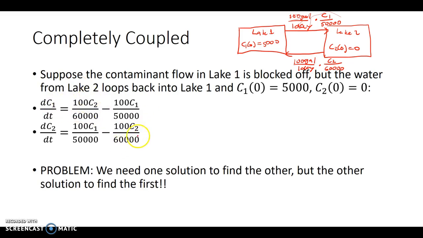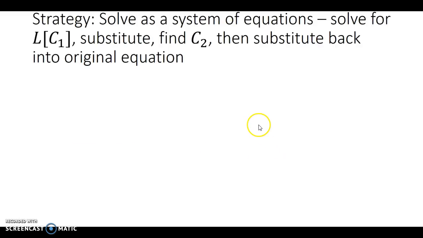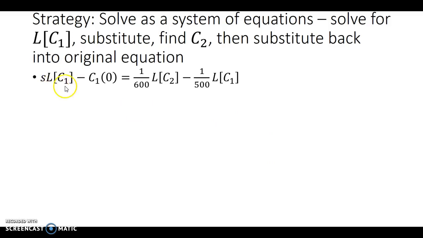Of course, I'm going to cancel out my two zeros. My 100 can cancel out with the 100 there, and my 100 there can cancel out with the 100 there, and so on to make this a lot simpler. So I will have the Laplace of dC1/dt is sL{C1} minus C1(0) equals 1/600 L{C2} minus 1/500 L{C1}.